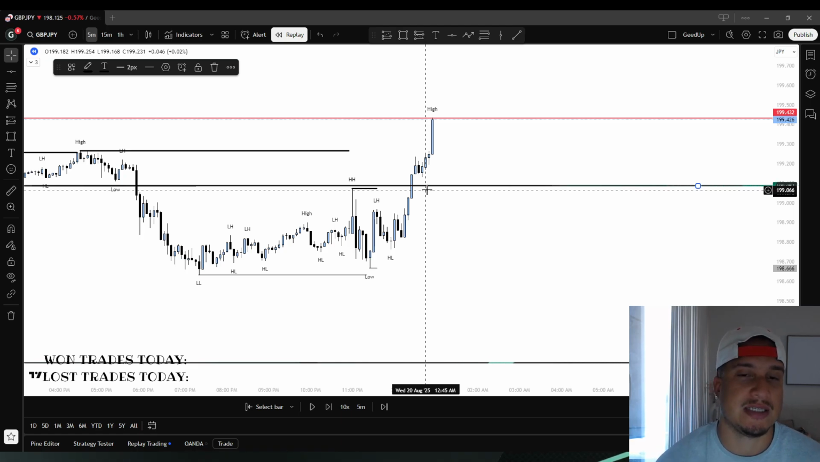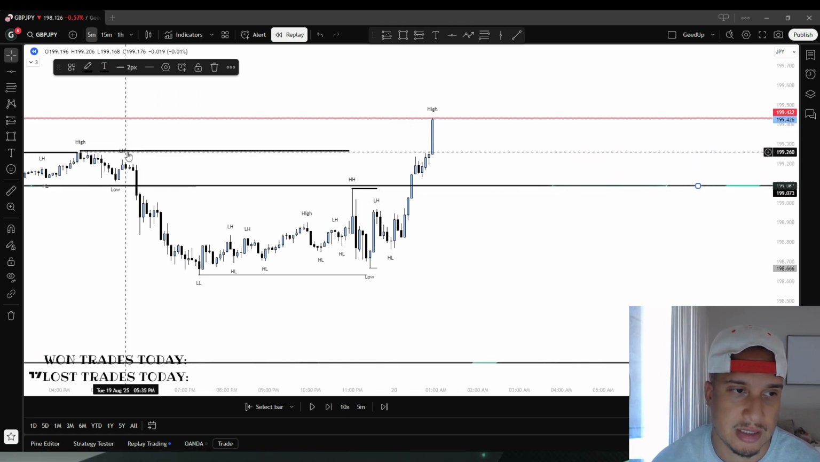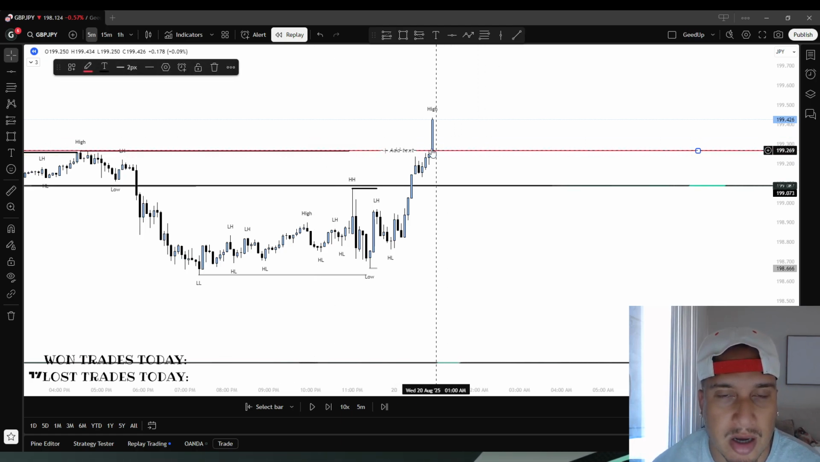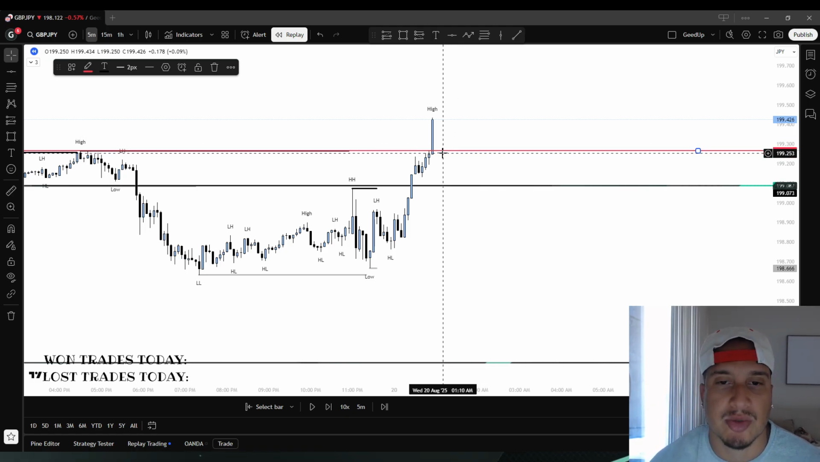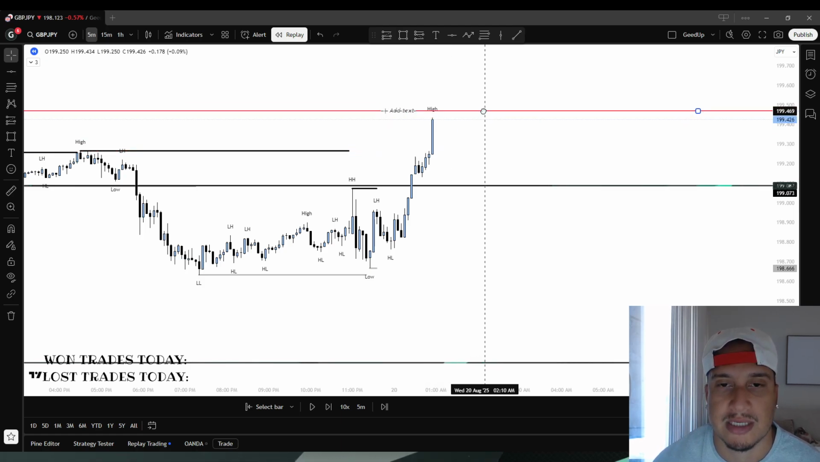So then your resistance level is going to be a lower high, a higher high, something where price has not broken through that point. If we open this chart, we see that we have a resistance level here at this lower high. Yes, but price has already broken past that. So in order to make the next move, you have to find a new resistance level.